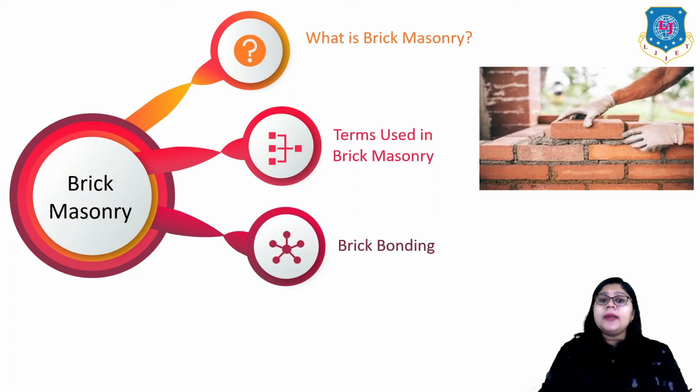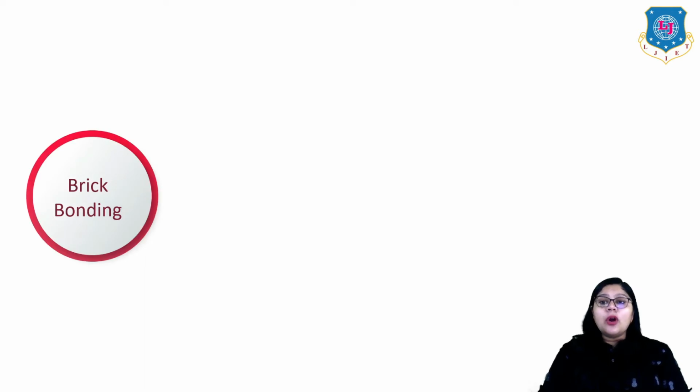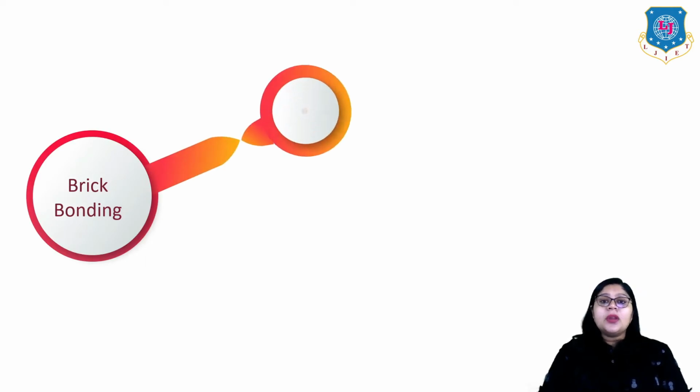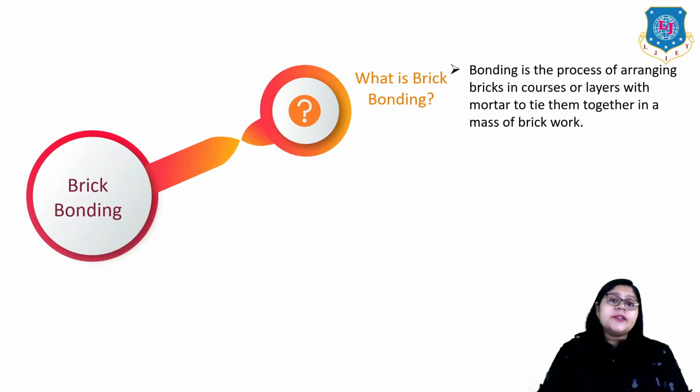Now let us move to brick bonding. When we talk about brick bonding, the first thing is, what is brick bonding? We can say bonding is a process of arranging bricks in courses or layers with mortar to tie them together in a mass of brick wall.